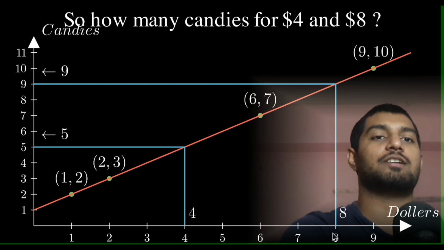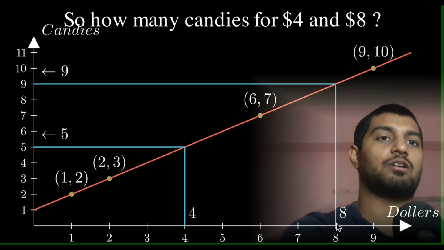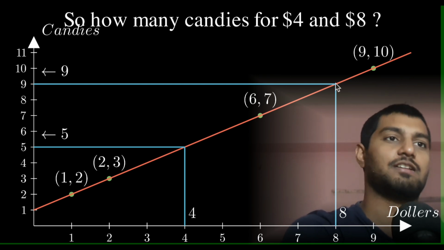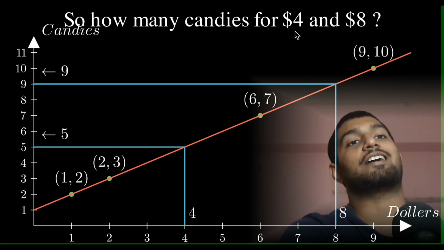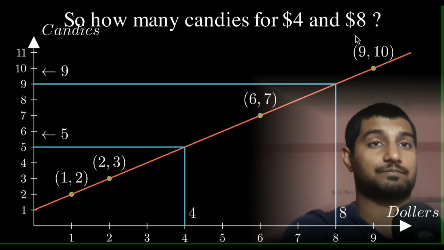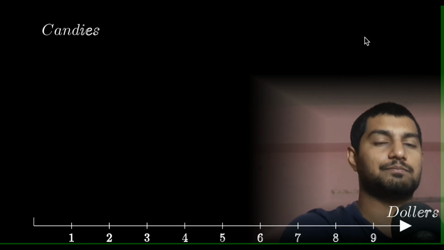And if I do it for this one as well, over here I'll pass $8, which goes like this to the function, and the output comes like this, 9. So this is a function, and using this function I can find the solution for $4, $8, whatever.